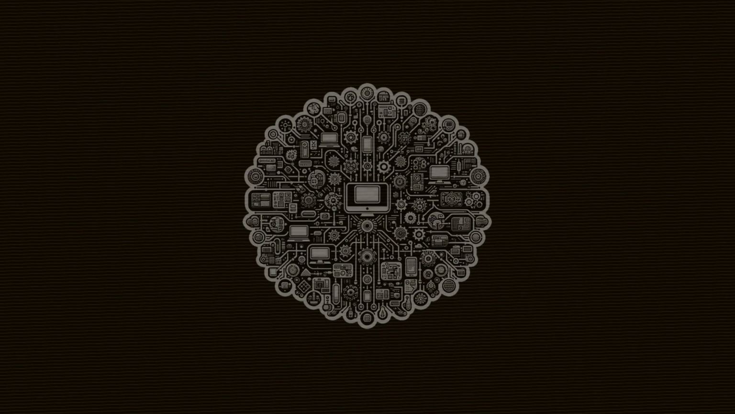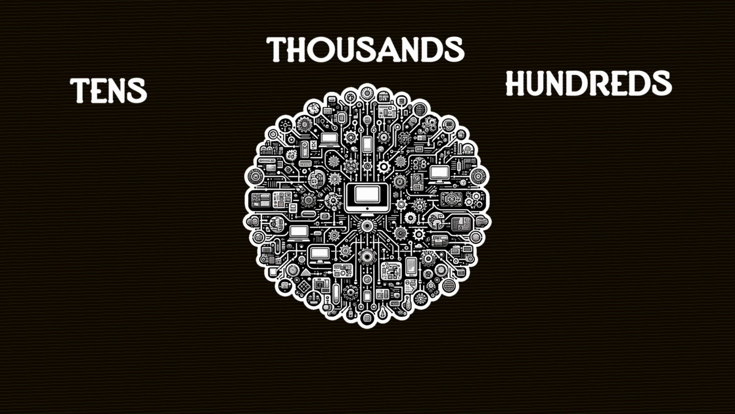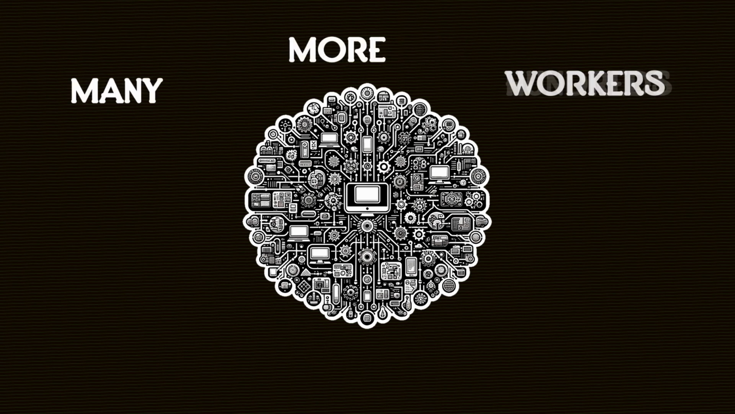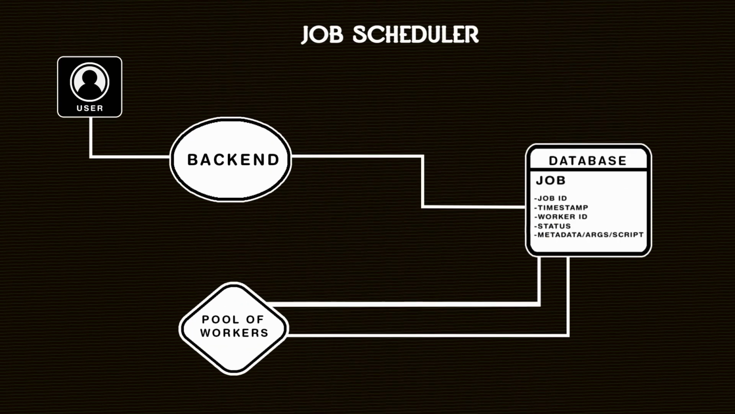So let's say that the pool of workers is just some tens or hundreds or thousands of machines. It depends on the scale that we are trying to handle. If it is a very big organization, then we will need many more workers as compared to a small organization that can do well with 5 to 10 workers easily. So this pool of workers will be polling the database, taking the job from there, and then running that job for a certain period of time.